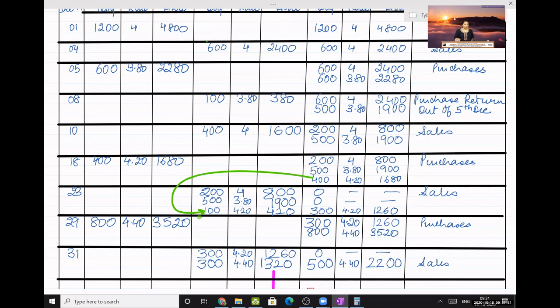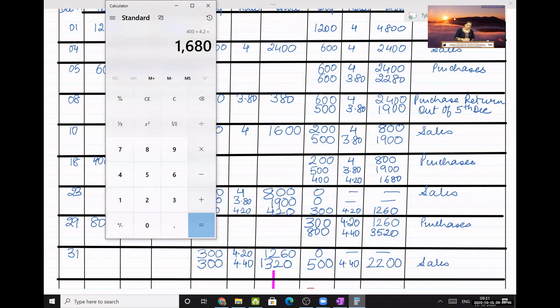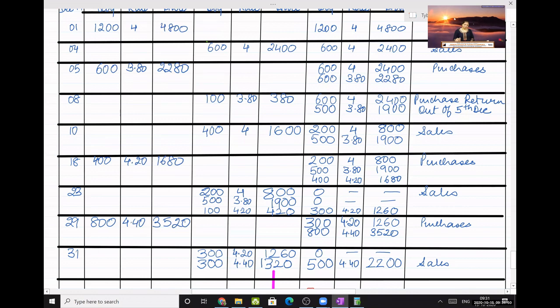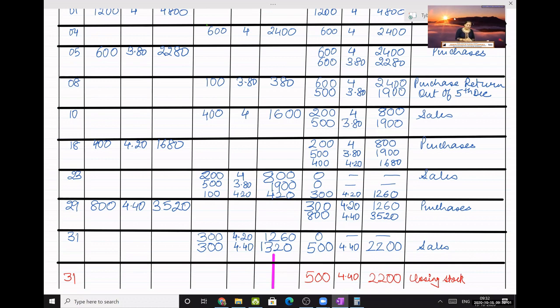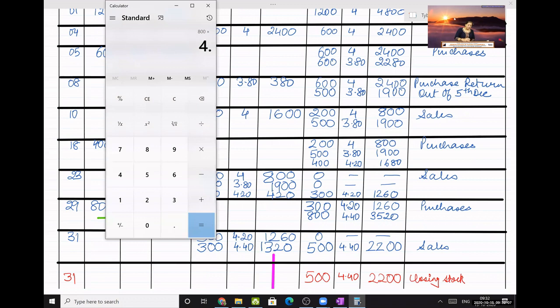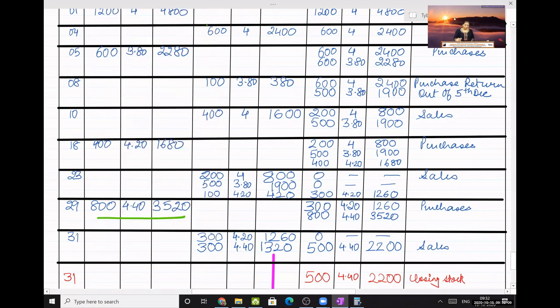Okay, sale is happening, so quantity will be minus. 400 minus 100 is 300. So 300 into 4.2 is 1260. Sales. And again there is a purchase on 29th, 800 units, at a rate of 4.4, 3520.